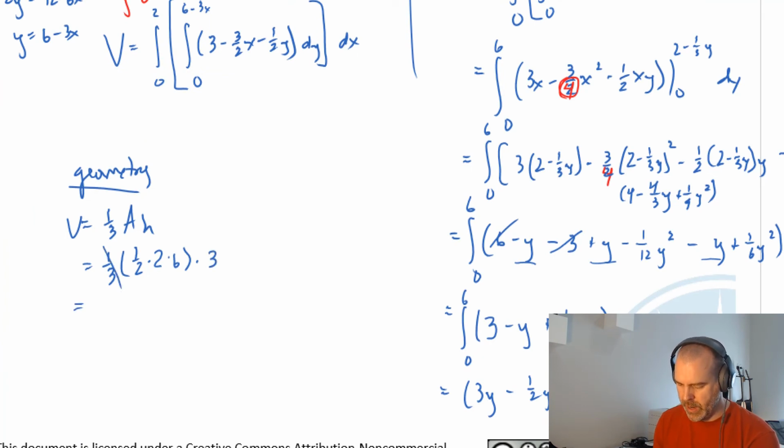And so 1/3 and 3 simplify, and 1/2 and 2, we end up with 6. That would have been a much easier way to do it, right? So that is this example, and let's see if we can finish up the video, hopefully not quite too long.